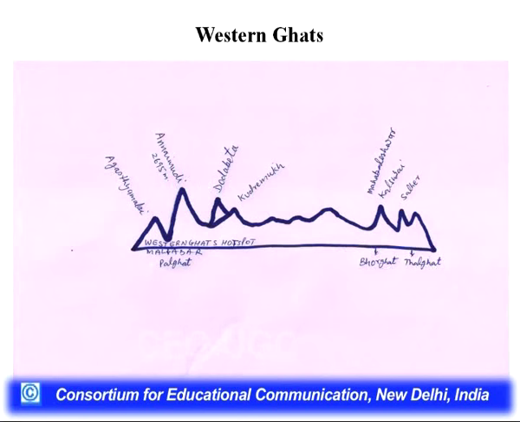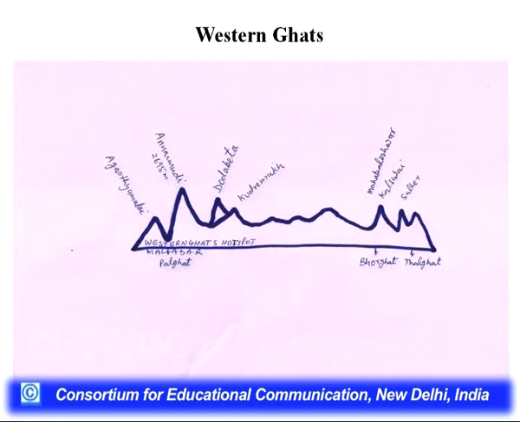Friends, along with the peaks, in the range of the Western Ghats, there are important passes. These passes are gateways. These passes provide an efficient network of transportation between the west coast of India and the rest of the country. These passes are Thal Ghat and Bhor Ghat in Maharashtra and Pal Ghat in Kerala. Through these passes, railways and roadways are developed, connecting the west coast to the rest of the country.